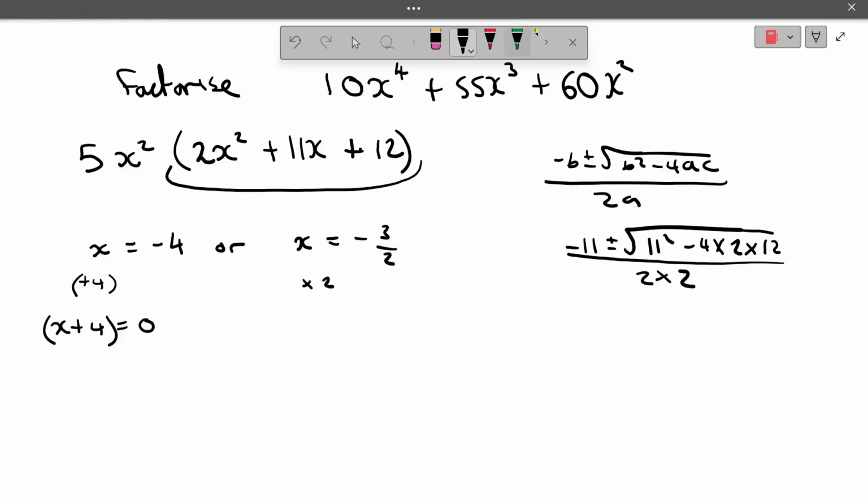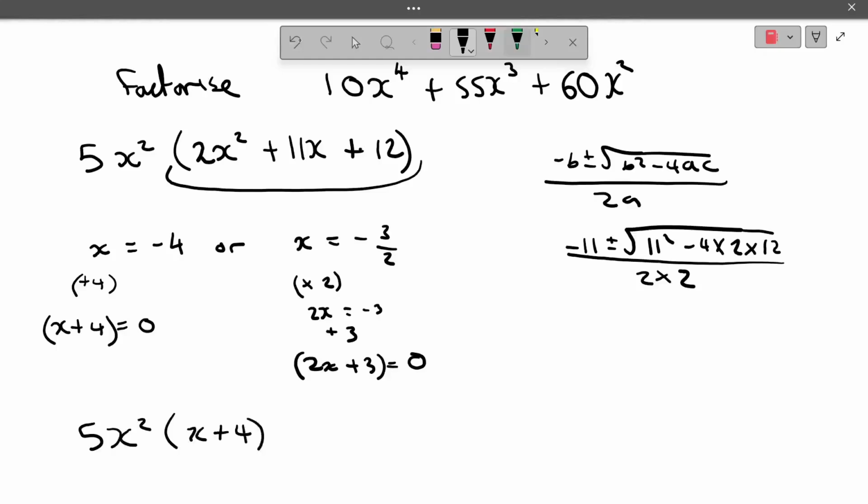Then this one I times by 2. So we have 2x equals minus 3, and then I add 3. So 2x plus 3 equals 0. That's our next bracket. I can then group all of it together. So we have 5x squared, brackets x plus 4, 2x plus 3.